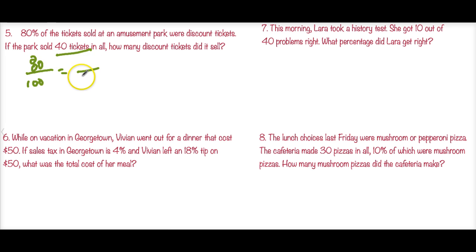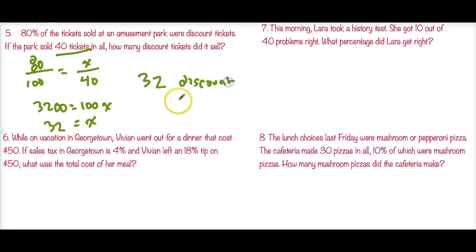40 tickets in all means that's the total. So the total goes on the bottom. The part of the total goes on the top. And so now I can cross multiply, and I have 3,200 equaling 100x. And then x is going to be equal to 32. So that means that there are going to be 32 discount tickets sold.